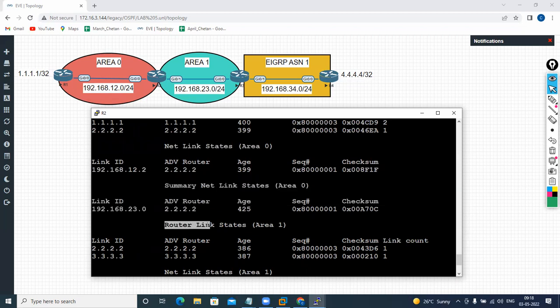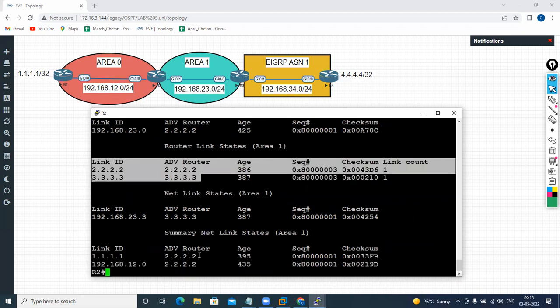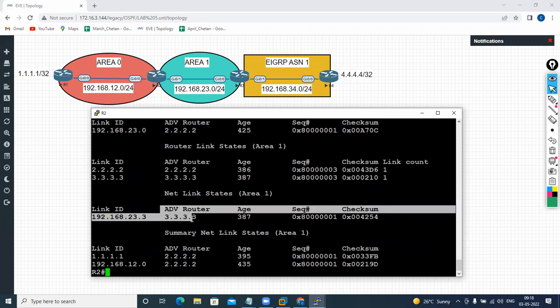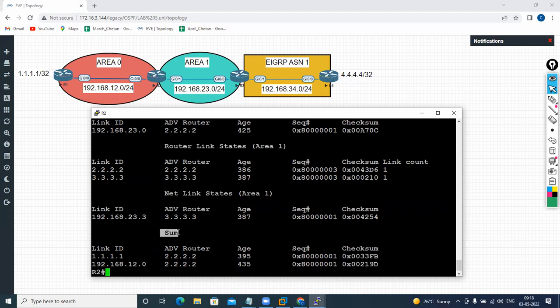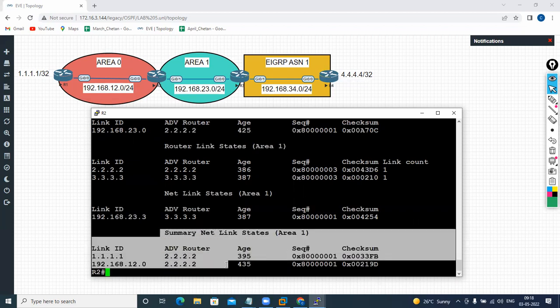If we talk about area 1, area 1 also will originate type 1 and type 2 LSAs. This time, who is the advertising router here? For type 2, who is the DR? 3.3.3.3 is the DR. Now, what about this LSA? Who is originating again? ABR. Clear?